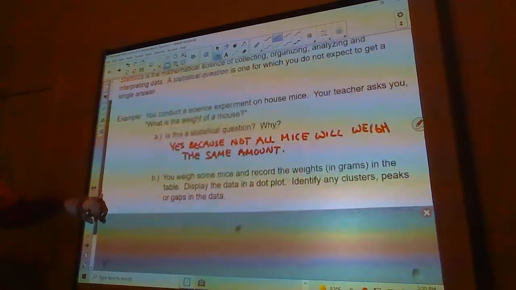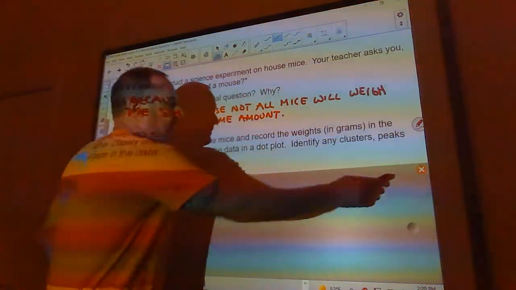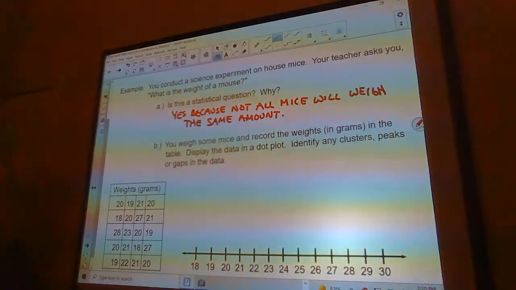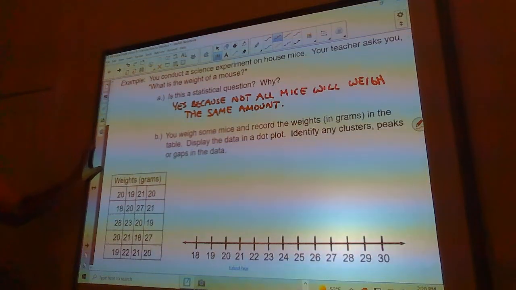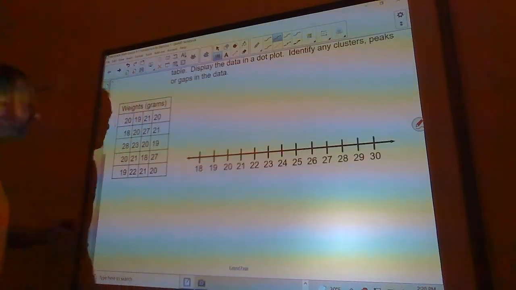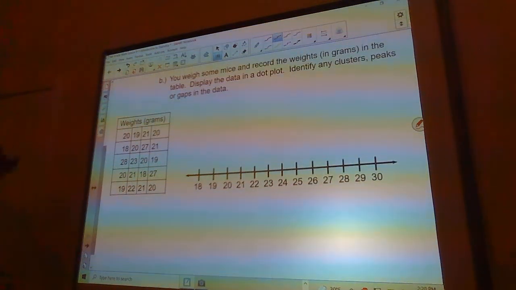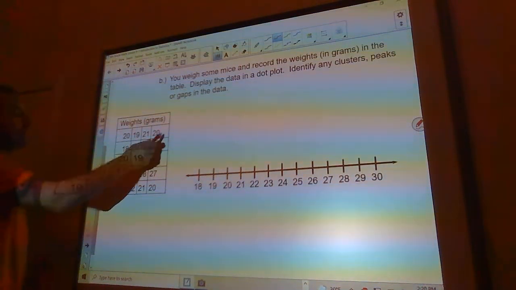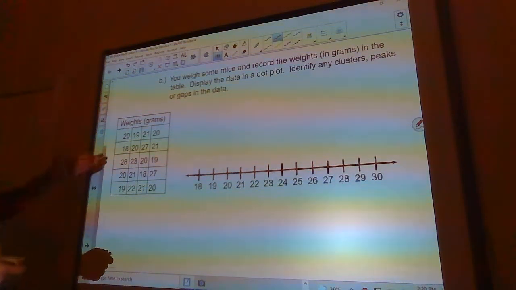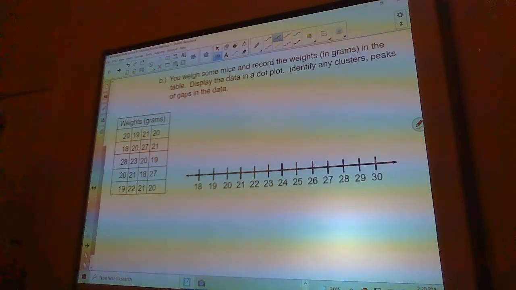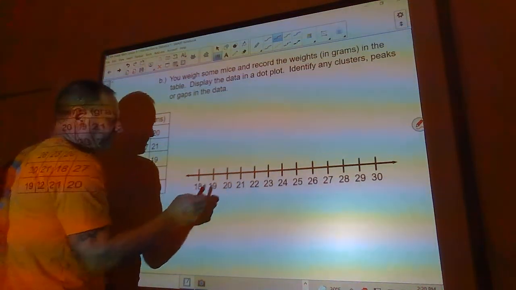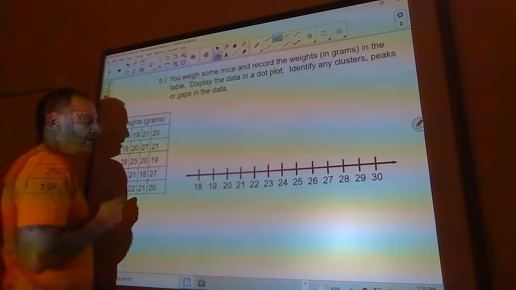Okay, so you weigh some mice and record the weights in grams in the table. Display the data on a dot plot. Okay, identify any clusters, peaks, or gaps in the data. Okay, so what's a dot plot? So basically it's a number line like this, and then you take your data. So there's 20 mice that they weighed here. You take their data and you put them on as a dot. You represent each one as a dot on the graph.